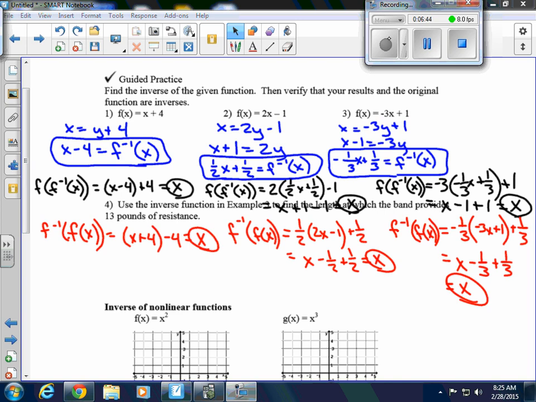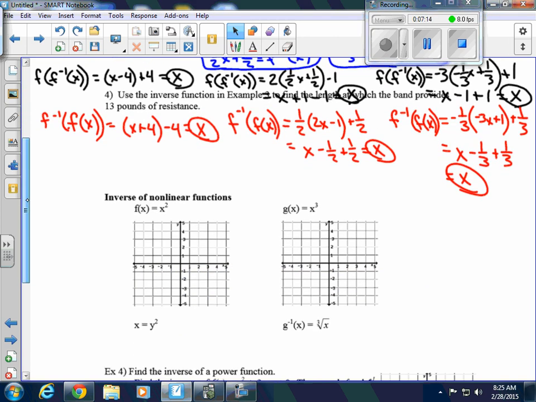So if we look at these problems, everything in the blue I went through and we found the inverse of those functions. And then the black and the red we used to verify. The black ones I found f of f inverse, and I showed that each one of those equaled x. And then the red f inverse of f of x, I showed all of those equal to x. And so we used our composite functions to verify that these were in fact inverses.